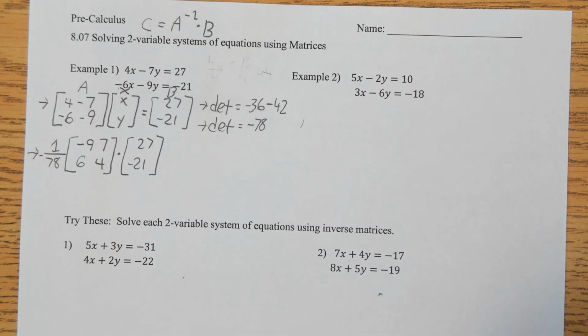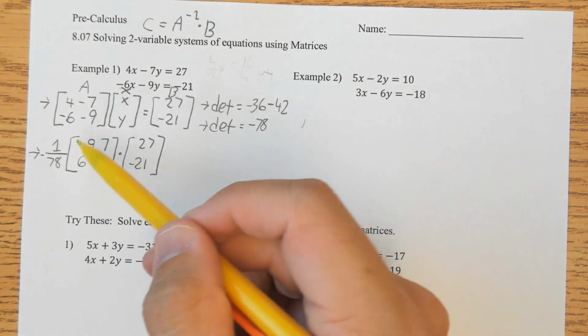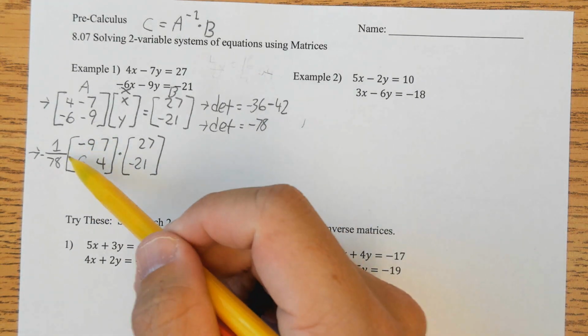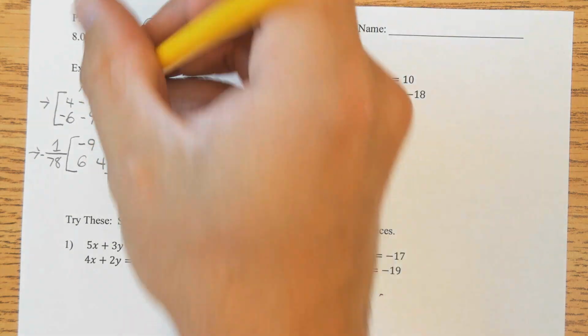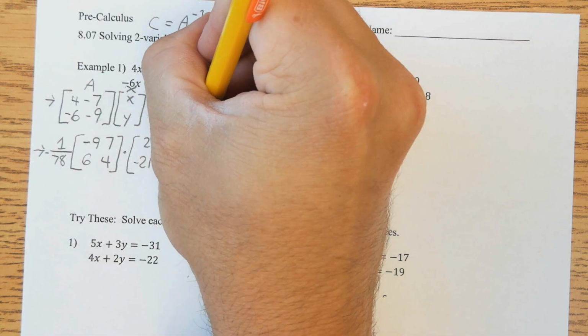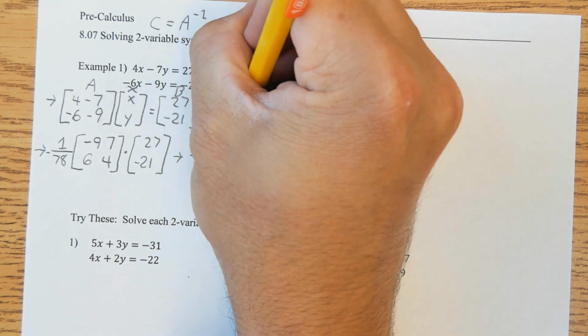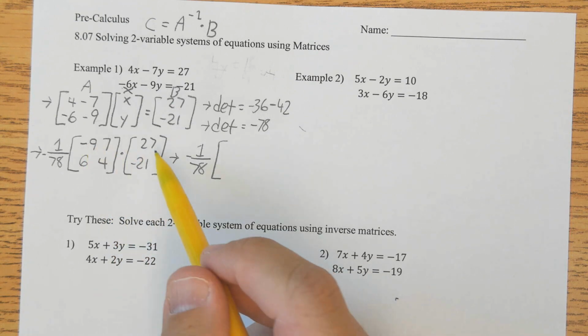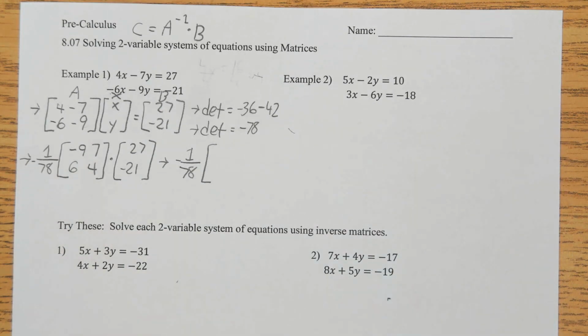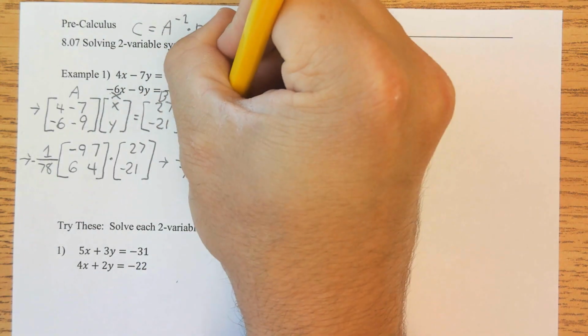Okay? So let's multiply those together first. Again, row 1 times column 1. What do we have here? We have a 2 by 2 and a 2 by 1, so my solution between these two is going to be a 2 by 1. Don't forget about the -1 over 78. We're going to move that over here. Now we're going to have a 2 by 1 here. So row 1 times column 1: -9 times 27. I can't think of that off the top of my head. So let's do that. -9 times 27 is -243.